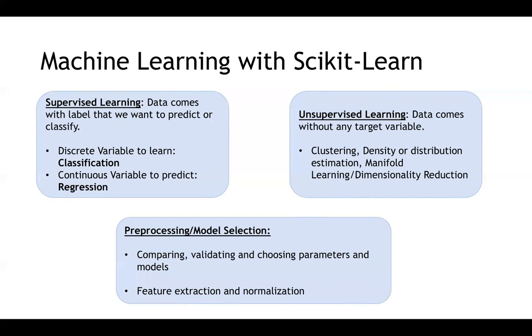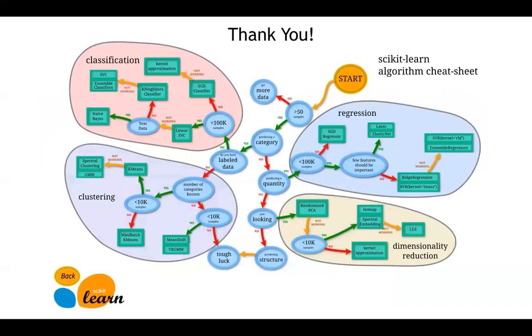And then we can do some steps that can be called pre-processing steps if you consider data, or model selection steps if you consider the algorithm selection step. So we can do comparing or validating or choosing parameters and models, and we can do feature extraction or normalization. So this is important when you have data maybe with missing values, then you can do imputations. And if you have a choice of multiple algorithms, and you want to come up with a robust algorithm which is best for this application, then you can do some model selection. All right, so basically here I will stop my presentation.